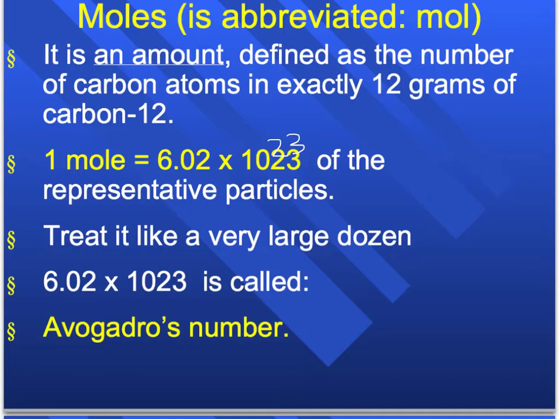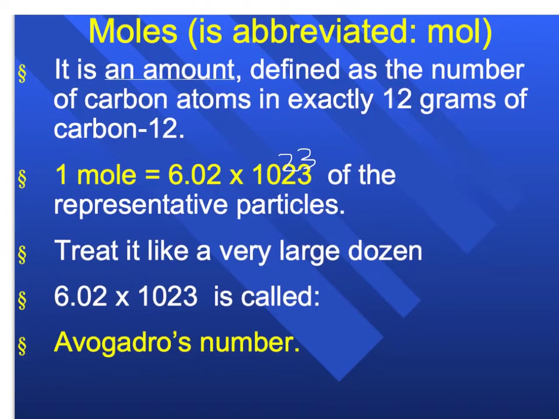If I was to send you out to the store for a dozen eggs, you would know right away probably that a dozen is equal to 12. Also, this number, 6.02 times 10 to the 23rd, is called Avogadro's number.